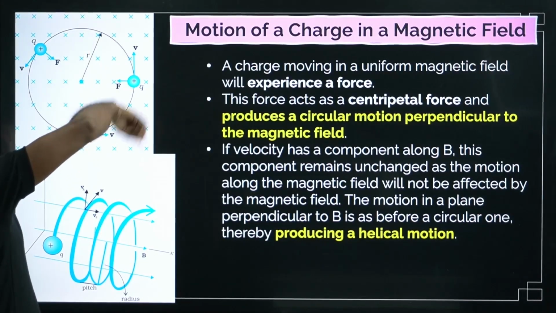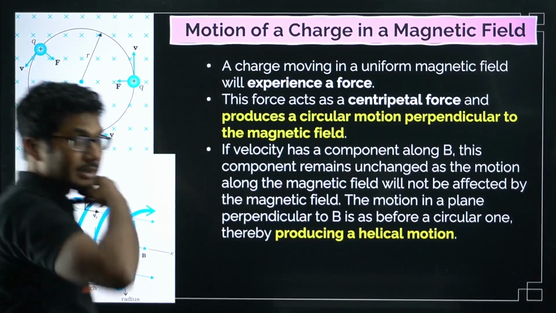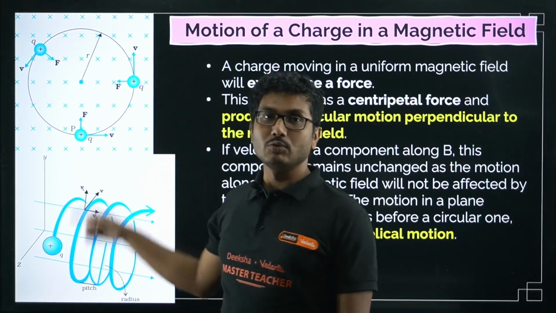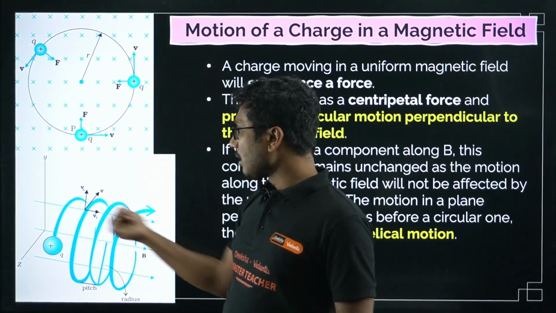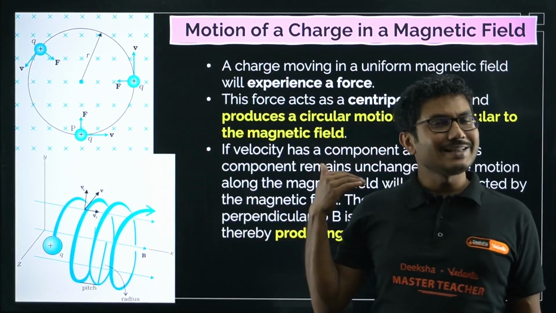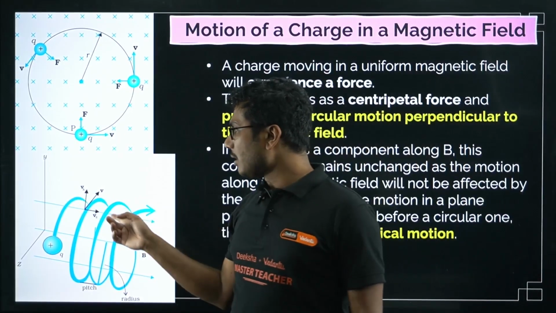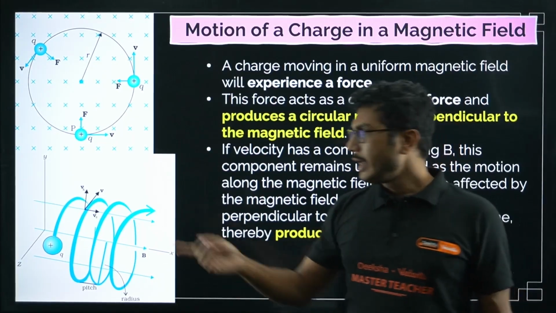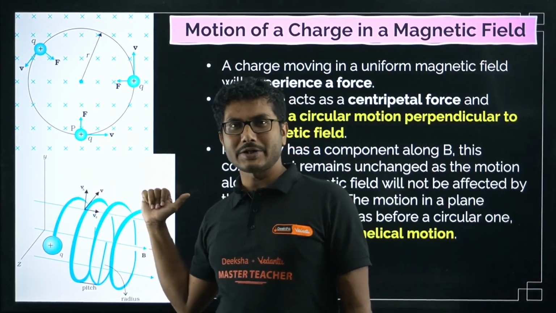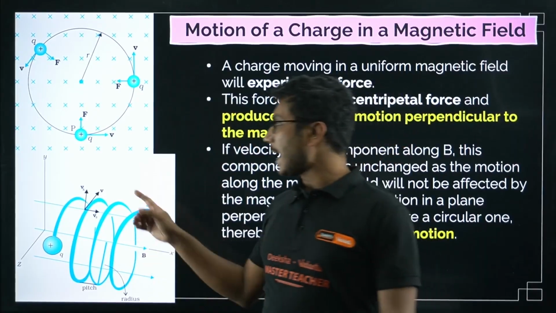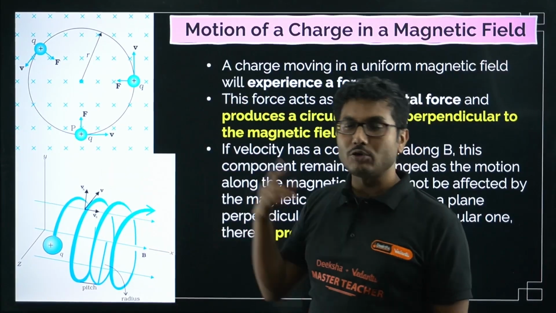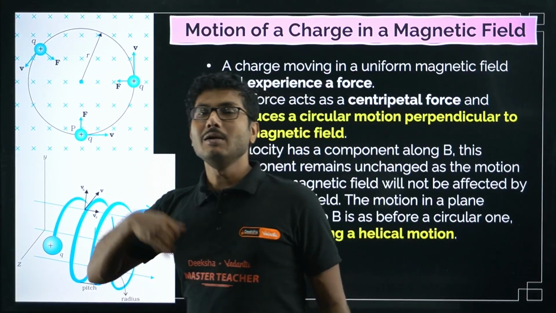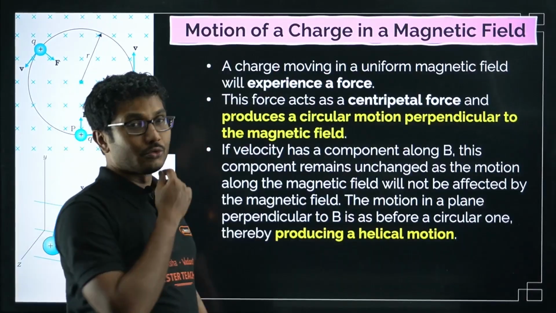Now this perpendicular component will always try to make it move in the circular path. But this parallel component is not experiencing any force. So this parallel component will try to make it move in the forward direction uniformly. Okay, so this parallel component is taking it forward in uniform motion, and this perpendicular component is making it move in a circular direction. So combining this is called helical motion. So it will move in a helical motion.